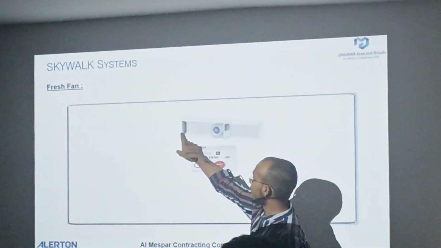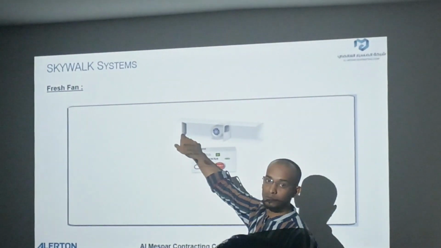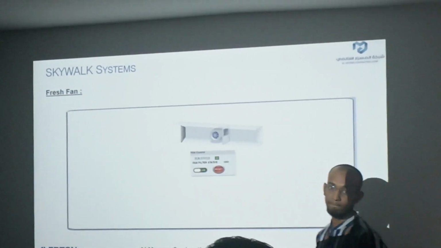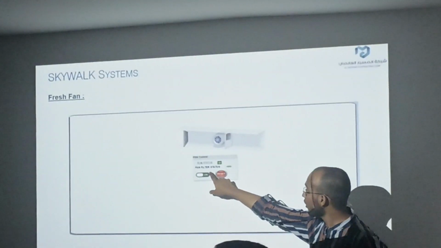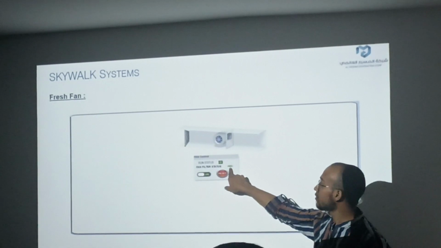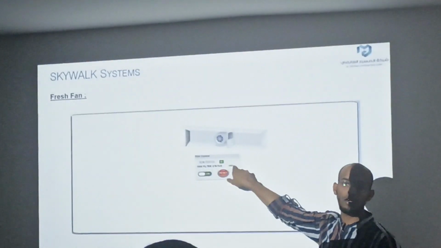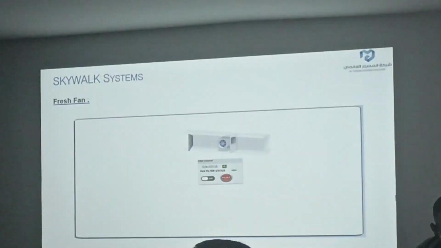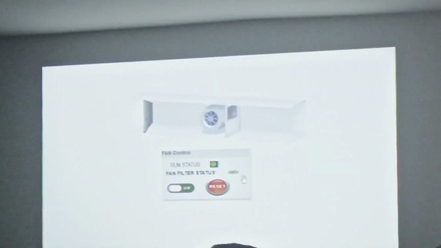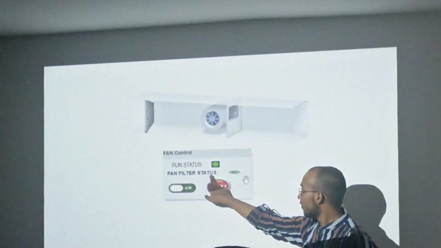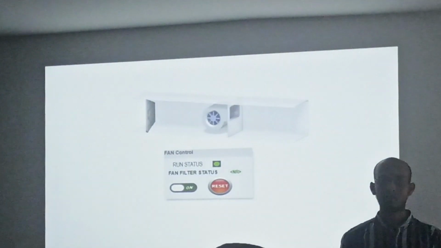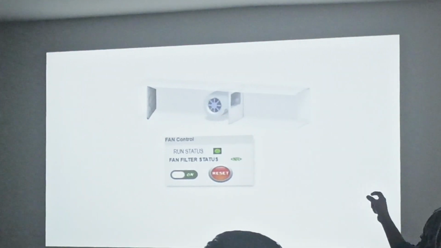Here, the color will be changed, so we can see directly. Here also you can read the fan filter status. Here you will see normal or dirty. I will zoom it for you. It will show normal if it is not dirty.